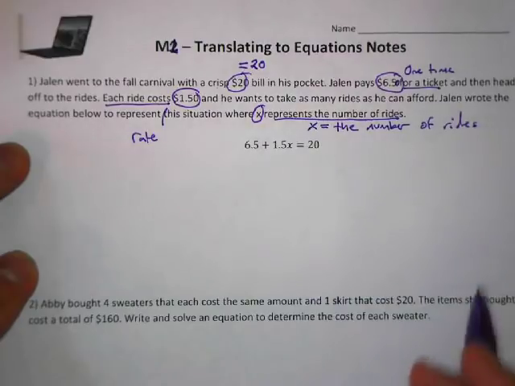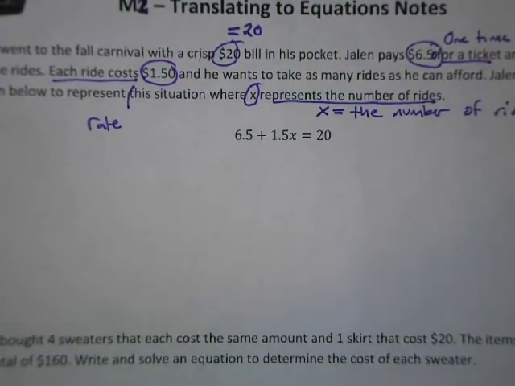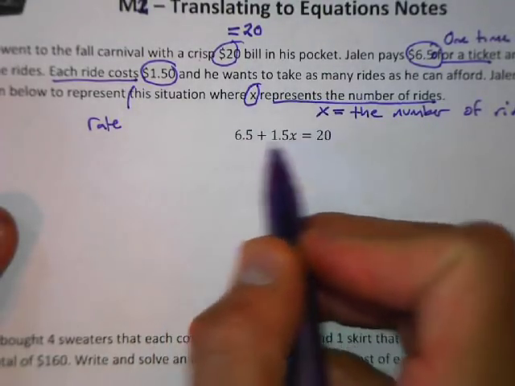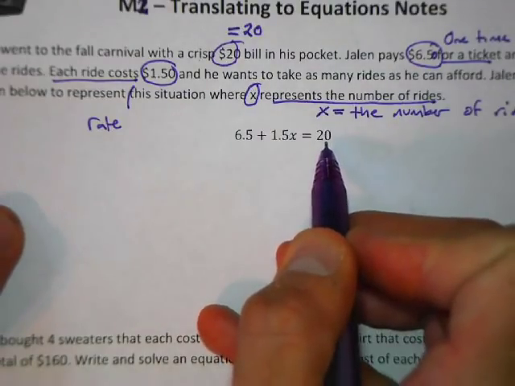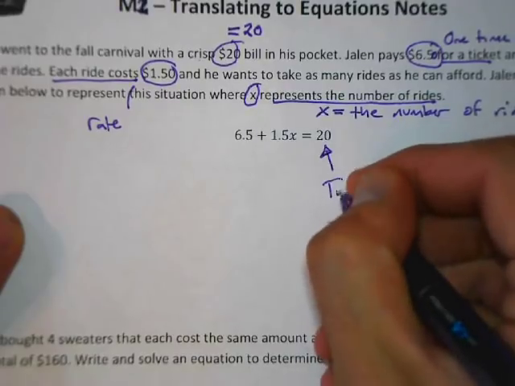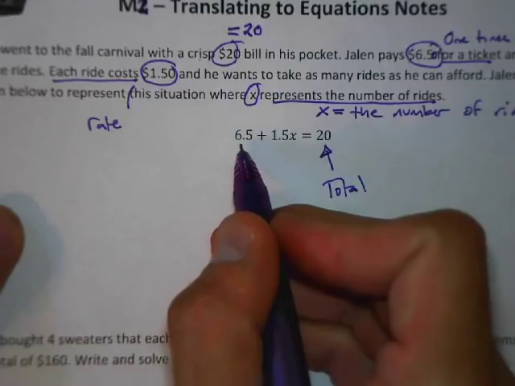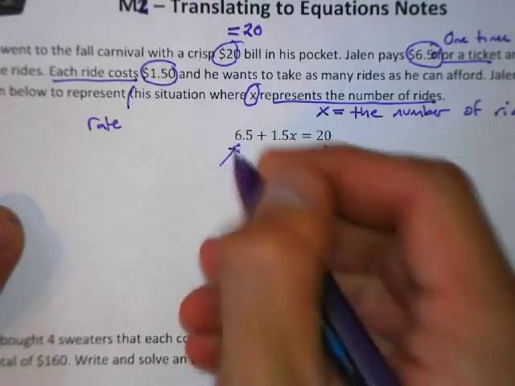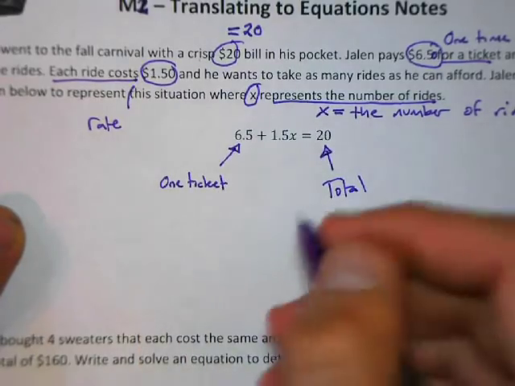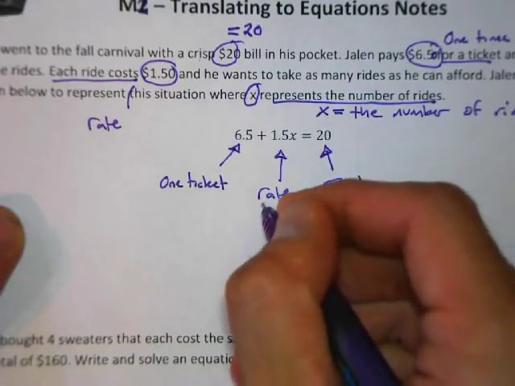Okay, well, unfortunately, Jalen wrote this equation for us, so we can think about what this equation means and how it connects to the text. So let's actually start on the opposite side from where we might usually start, equals 20. Everything equals 20 because this is the total. That's how much money he had. 6.5, that comes from buying one ticket. And 1.5x, that was the rate. That was for the rides.